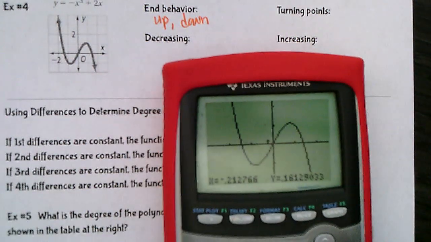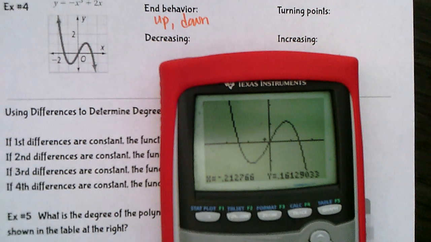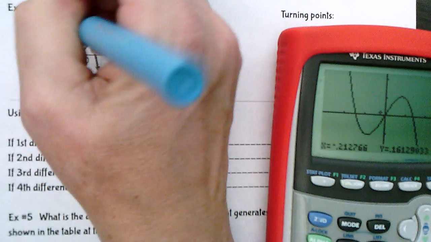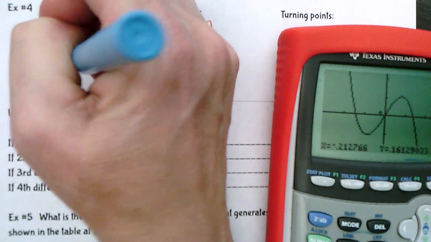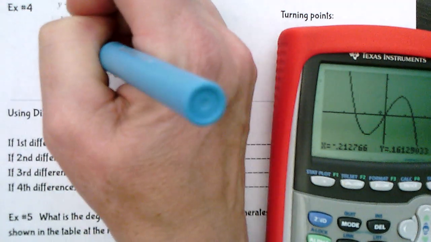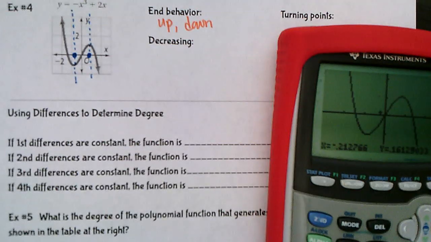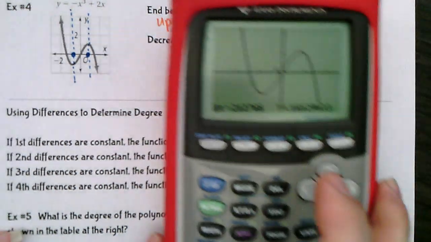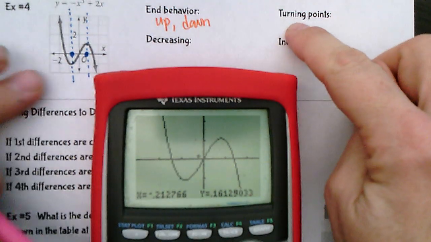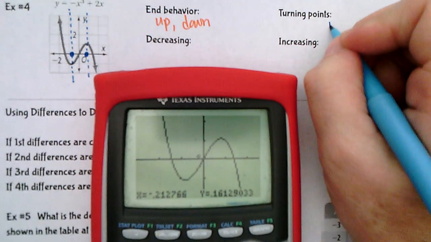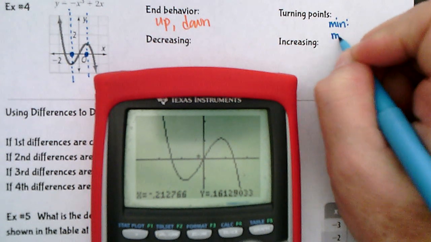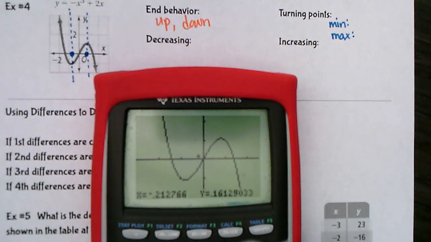So let's find our turning points. Because remember, turning points are going to split our x-axis into different sections that we'll be able to use for telling where it's increasing and decreasing. As far as turning points, I have a minimum here and a maximum here. So I'm going to have two. I'll have a minimum and a maximum.